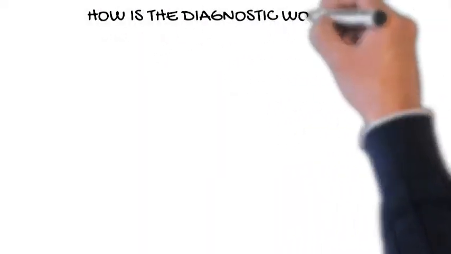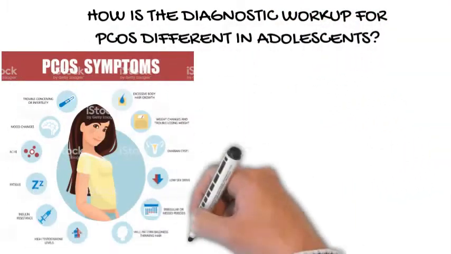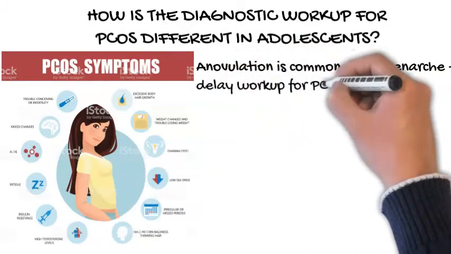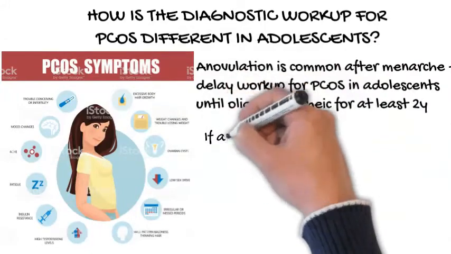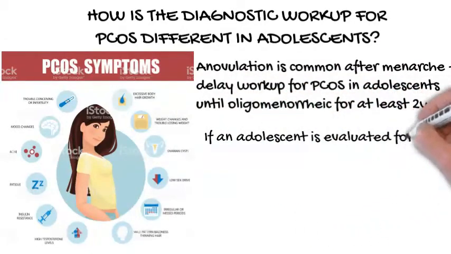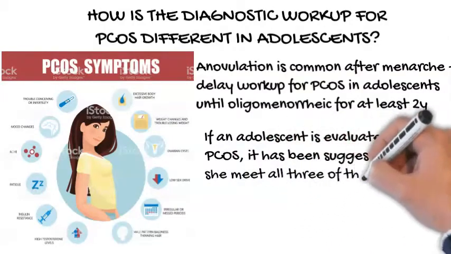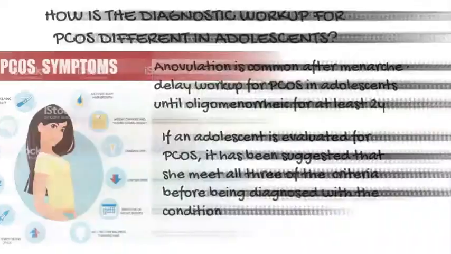How is the diagnostic workup for PCOS different in adolescents? Anovulation is common after menarche, so it is reasonable to delay workup for PCOS in adolescents until they have been oligomenorrheic for at least 2 years. If an adolescent is evaluated for PCOS, it has been suggested that she meet all 3 of the criteria before being diagnosed with the condition.